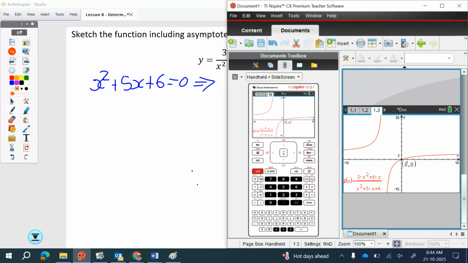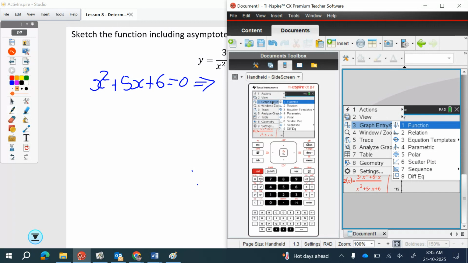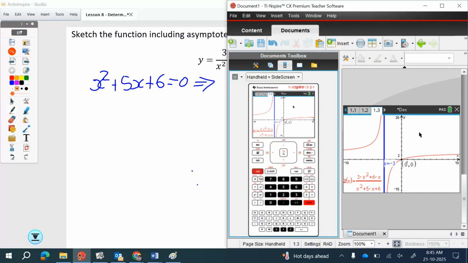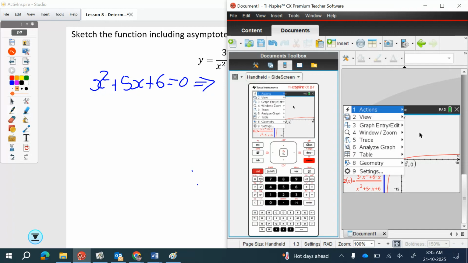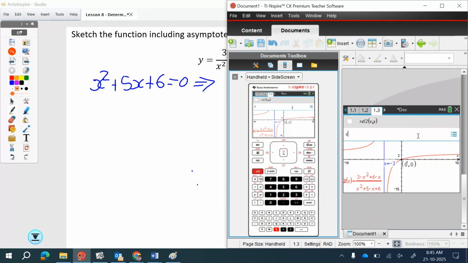If we look at the graph, which one is it? Is it at minus 2 or is it at minus 3? I might just go to graph, window, and relation. I can enter in x equals minus 3, and I can see that the vertical asymptote is here. If I put one in at x equals minus 2, we'll see that this isn't an asymptote here.